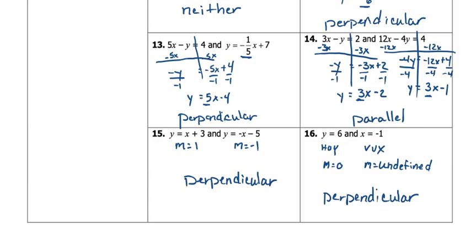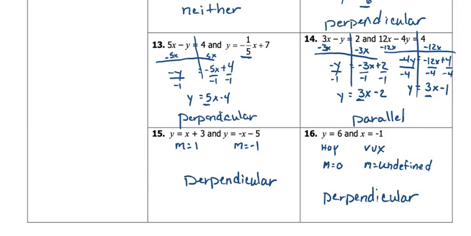And then in 16, I have y equals 6 and x equals -1. Well, remember y equals 6, that's one of those special equations. That's our HOI, it's a horizontal line. I have a slope of 0. And then when I have x equals -1, because it's just x, that's a VUX, vertical, undefined slope. And because I have a horizontal and a vertical line, I have a perpendicular slope.